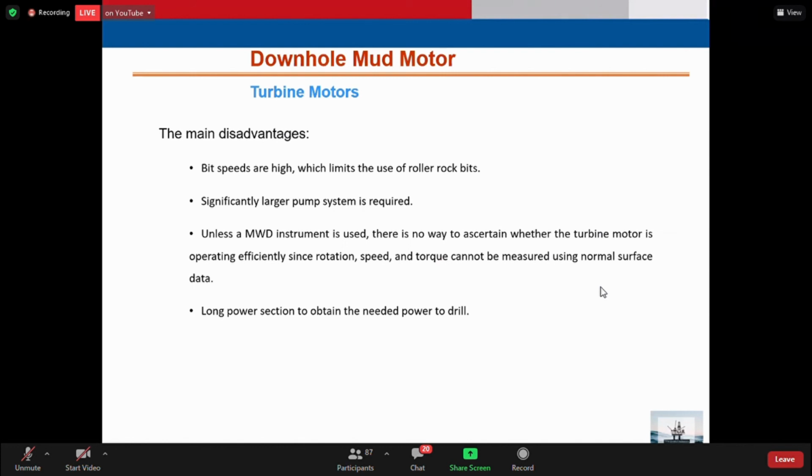The third disadvantage is that unless an MWD measurement instrument is used, there is no way to ascertain whether the turbine motor is operating efficiently, since the rotation and the speed to torque cannot be measured using normal surface data. It requires another sophisticated system to monitor the rotation and torque data. It also needs a long power section to obtain the needed power to drill.